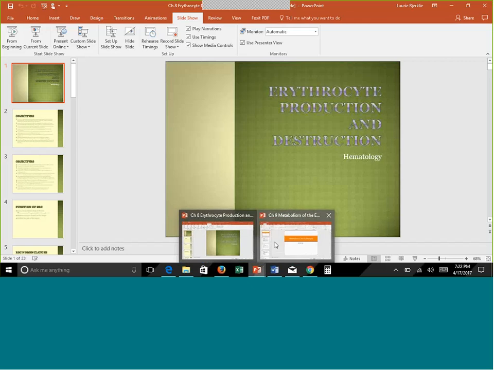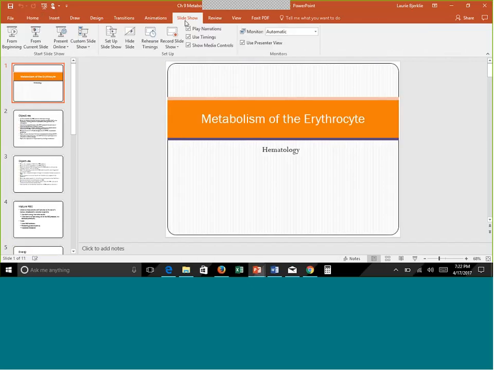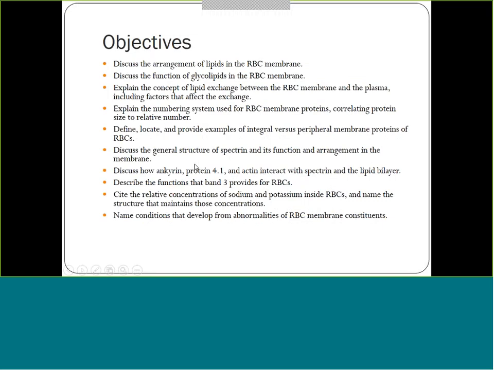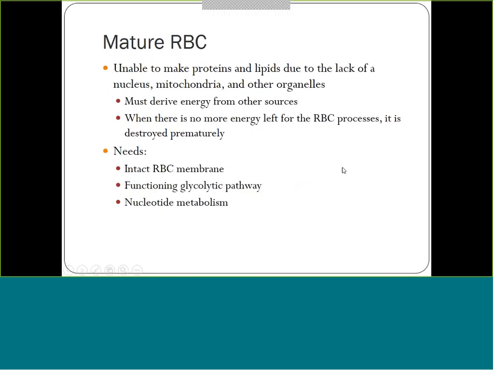All right, now let's go over to chapter 9, which is metabolism of the erythrocyte. We're just going to skip through the objectives. So again, mature red cells do not have a nucleus. They do not have organelles. They don't have the normal stuff that younger cells do. As a result of missing the nucleus and organelles, they don't make anything. Mature red cells can't make proteins, can't make lipids. They have to get their energy somewhere.